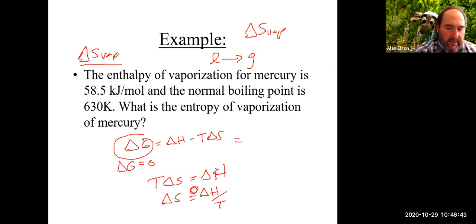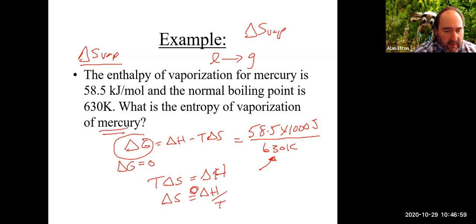Putting in our numbers, we will end up with 58.5. I'm going to multiply it by 1,000 because delta S is usually given in joules, and I'm going to divide it by 630 Kelvin. Again, here we can see we are not dealing with water but with mercury. So we have a different value for delta H and obviously a different value for the boiling point.